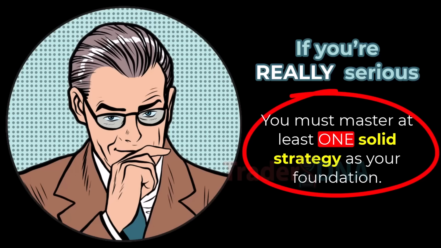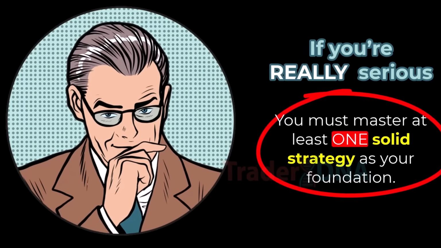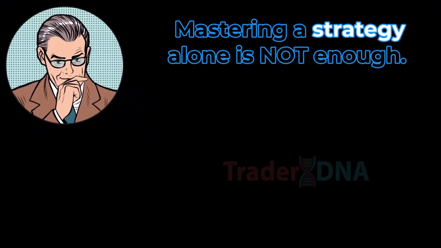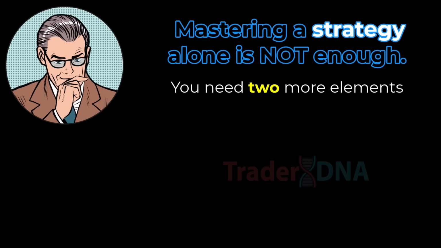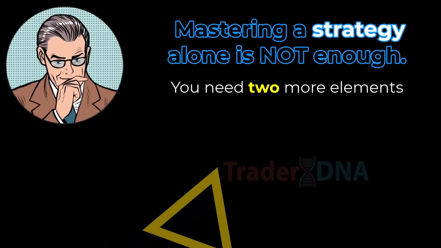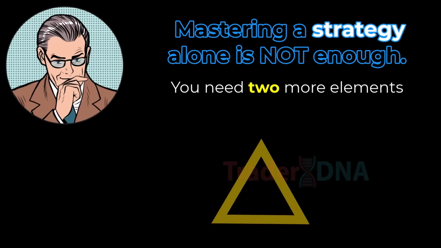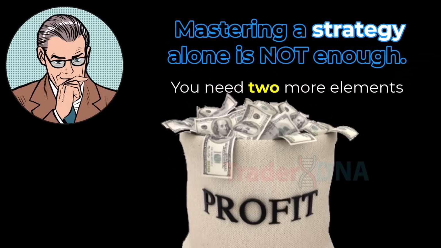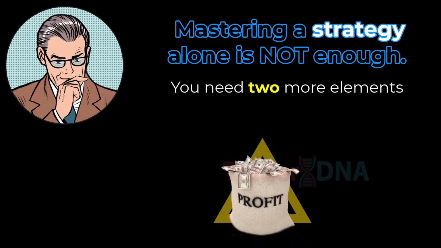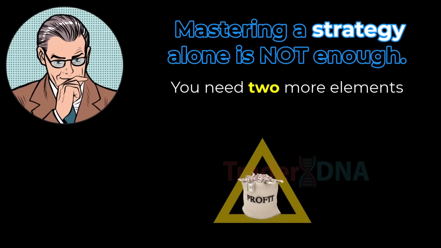But here's the twist that shocks most people. Mastering a strategy alone is not enough. You need two more elements, equally powerful, equally essential. And when you combine all three, they form what I call the ultimate triangle of trading success. And right in the center of that triangle, that's where the real long-term profitable traders live. That's the zone you want to reach.